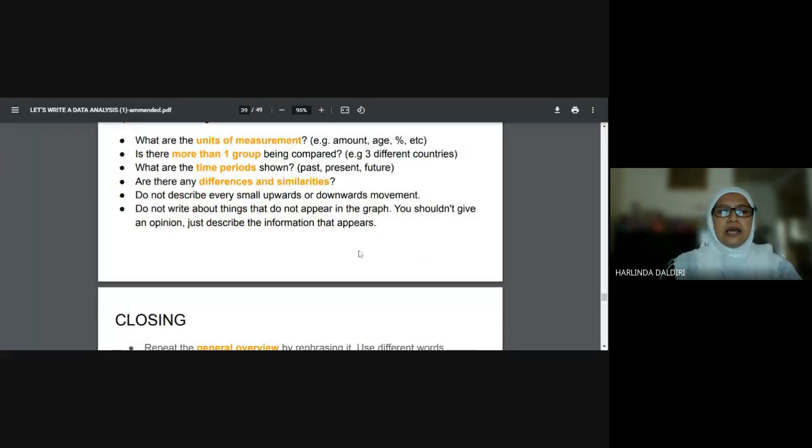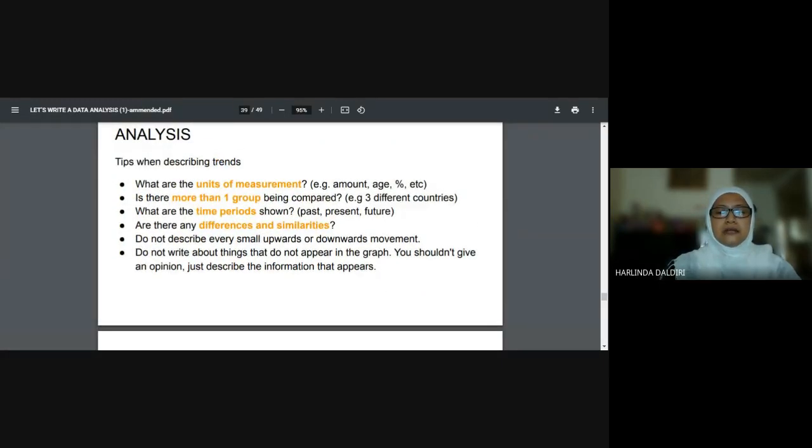Are there any differences and similarities? This is also very, very important. You have to know how to use the language of differentiation, like comparing and contrasting, like likewise, similarly, in contrast, things like that. Do not describe every small upwards and downwards movement. Because if you describe every little detail, then your task 1 will be as long as your task 2. Remember, you have to keep to the limit of 150 words.